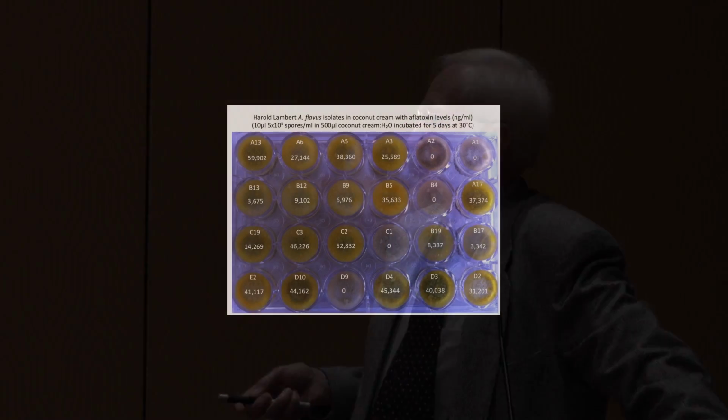Well, what we did is took a bunch of random isolates that we got from a consultant, Harold Lambert. He had a client who had applied Aflagard to a field, took the corn to the elevator and was rejected for aflatoxin. And he came to us wanting to know, could we tell him whether or not Aflagard was in any of the kernels? To make a long story short, we couldn't, but these are some of the isolates that we got from that effort.